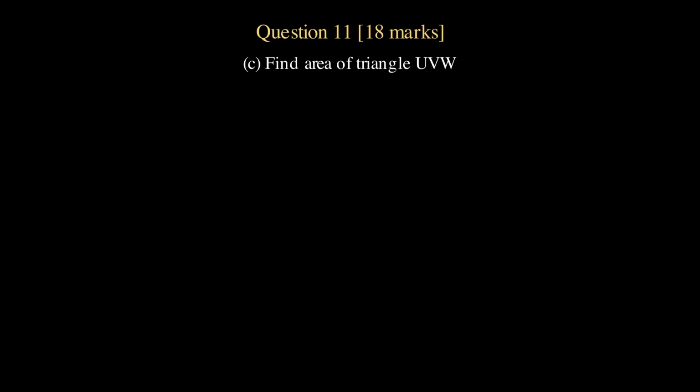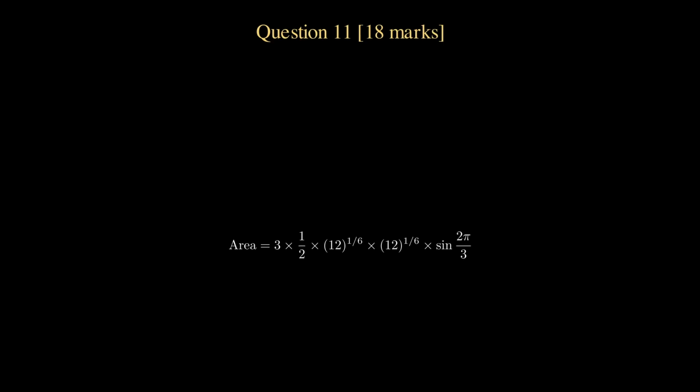Part C. On an Argand diagram, the points U, V, W form a triangle. Find its area. The triangle is equilateral. The area of each congruent sector is 1/2 times the product of two side lengths times sine of 2 pi over 3. Multiply by 3 for the whole triangle. This simplifies to 3 root 3 over 4 times 12 to the 1/3.